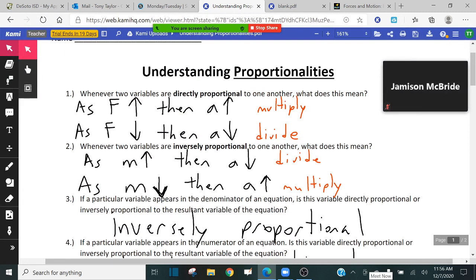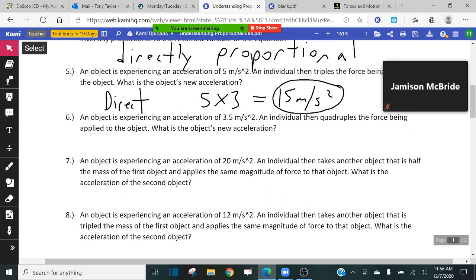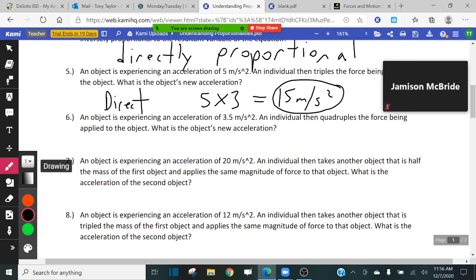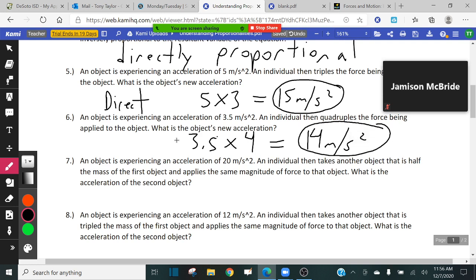So remember, guys, since force goes up, then acceleration needs to go up. So that means we need to multiply once again to figure out the new acceleration. If the original acceleration is 3.5 meters per second squared, and we quadruple the force, we need to multiply that by 4, which means we're going to quadruple our acceleration. And 3.5 times 4 is 14 meters per second squared. So when we quadruple our force, our acceleration quadruples to 14 meters per second squared. Okay. So hopefully that makes sense.